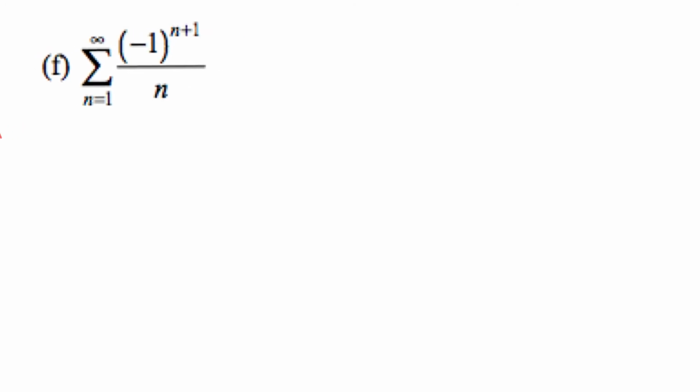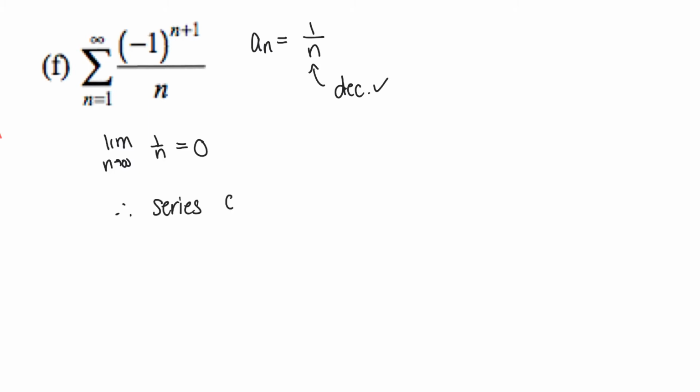Let's look at F. So I have the sum from n equals 1 to infinity, I have my alternation, and I have my a sub n would be 1 over n. So the limit as n approaches infinity of 1 over n is definitely 0. And then 1 over n is definitely going to be decreasing for all values from 1 to infinity. Therefore, the series converges by the alternating series test.